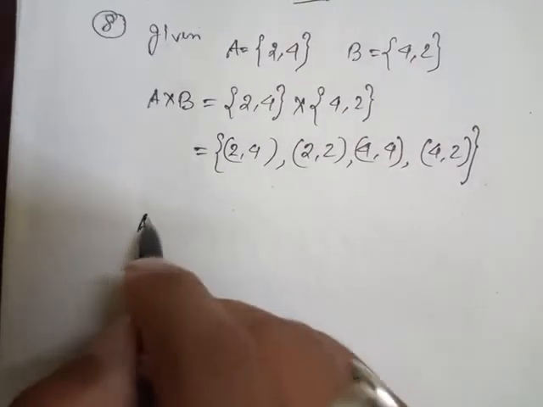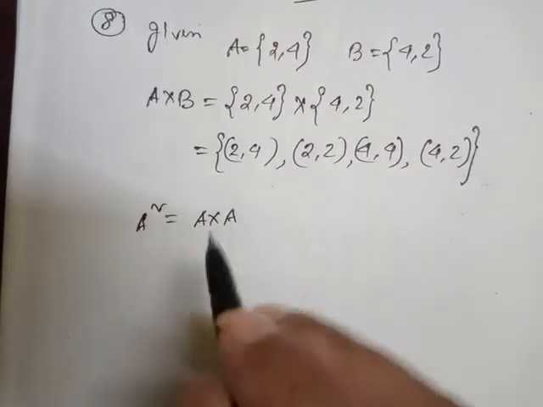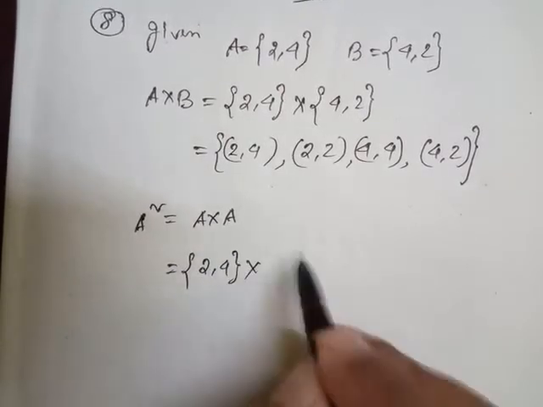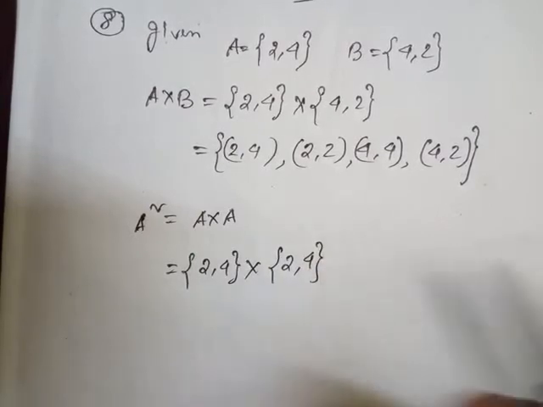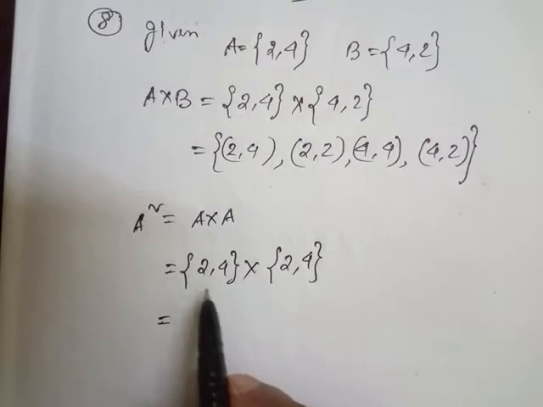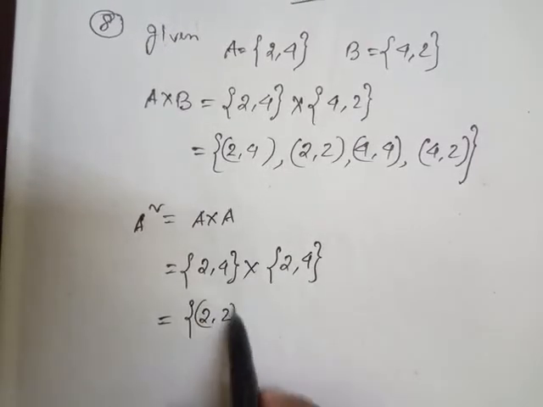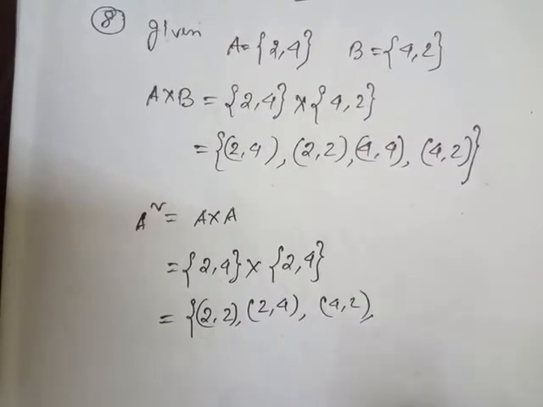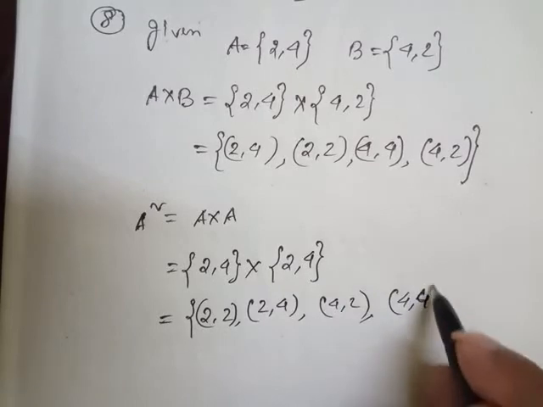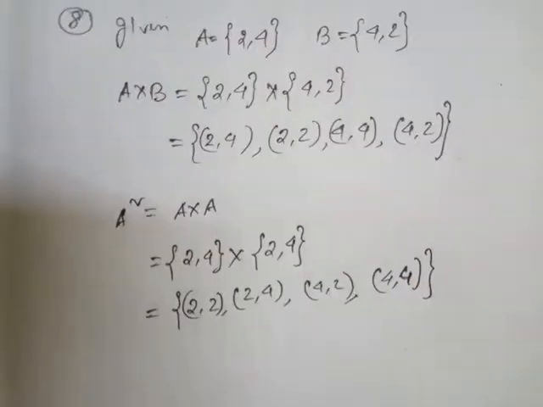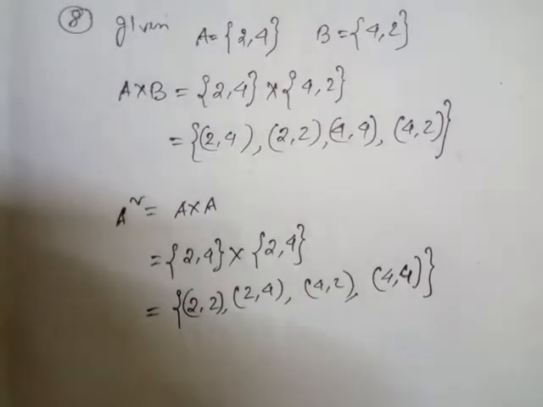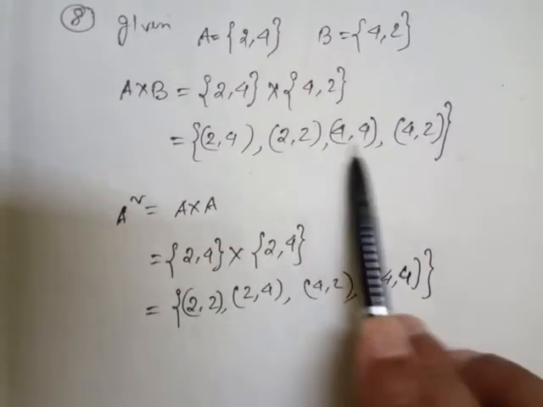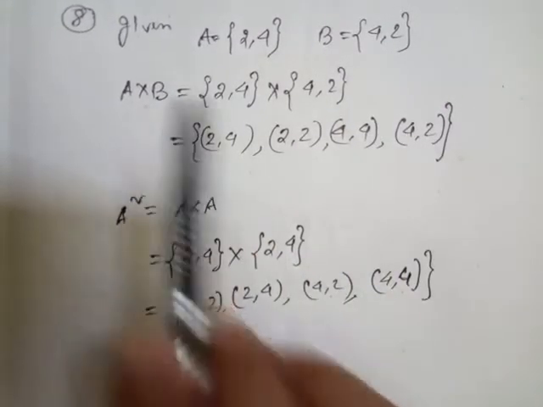Now next, we have to find A square. A square means A into A. So again we put the elements here: A is {2, 4} and here also {2, 4}. Now we have to find A × A. That means (2, 2), (2, 4), (2, 4), (4, 2), (4, 4), (4, 4). Now look, these pairs match those of A × B, which means A × B equals A square.